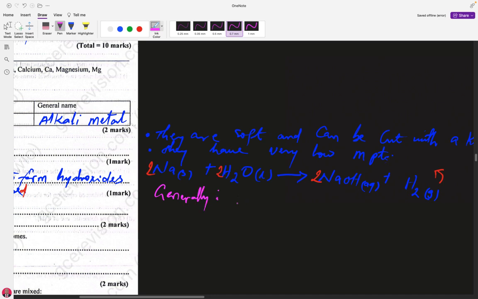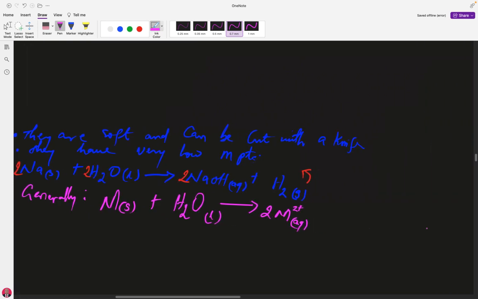This is how metals will react. We have M, the form of a metal, plus water, to give 2M plus, that is 2M+ aqueous, plus 2OH, that is 2OH minus aqueous, and plus a hydrogen gas that is being released.